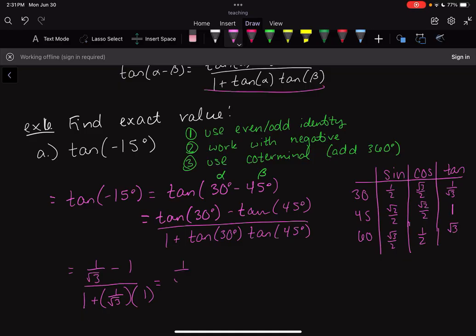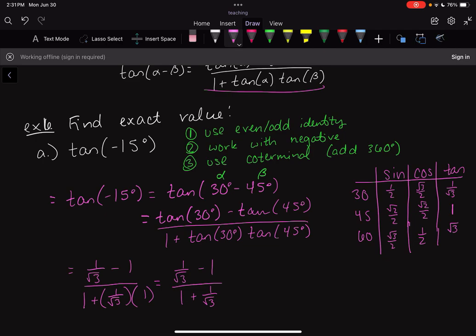So here I get 1 over root 3 minus 1 over 1 plus 1 over root 3. I cannot tell you how many times I have seen people write that their answer to this is negative 1. And it's because they're just canceling out the top and bottom. However, that can't happen when you have pluses or minuses in between. You can only cancel out top to bottom if it's like just multiplication.